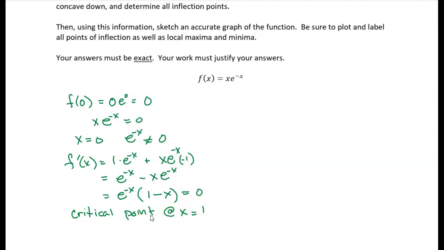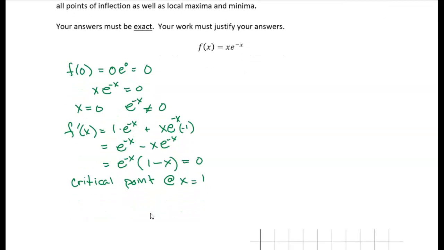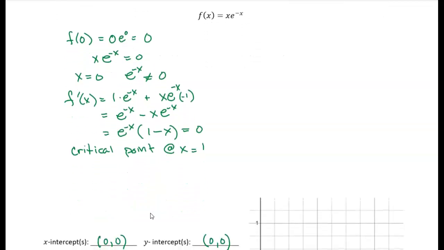But we don't know whether it's a maxima or minima unless we test it. So we could take the second derivative and use the second derivative test, but that requires using the product rule again. So I think it's probably easier just to test some points on either side of the critical point and determine whether it's changing from increasing to decreasing or decreasing to increasing. So let's just take some points on either side of 1.